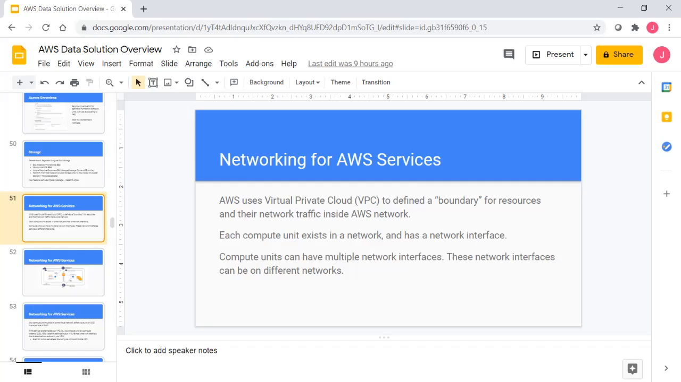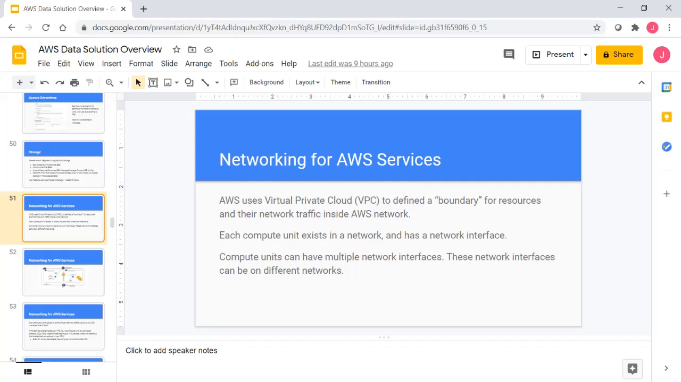Right? Each compute unit must exist in the network and has a network interface. The network interface is where the compute unit hits the network. It's a pathway between the compute unit and the network. When a compute unit tries to communicate with another compute unit, the traffic must go from the source unit through the network interface, through the network, and get to the target compute unit's network interface, and that's when it enters the target compute unit.